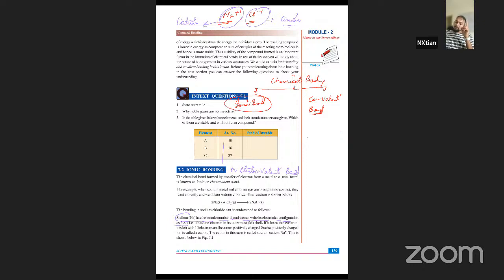Now, an electron will be lost from the sodium to become 10 electrons. 10 electrons is called a sodium cation, which is Na plus 1. Understood, guys? Yes or no? Any problem in that? No. Okay. Do you have any problem, beta?